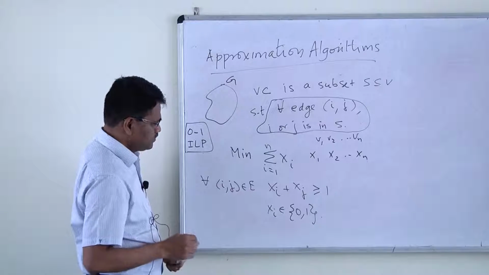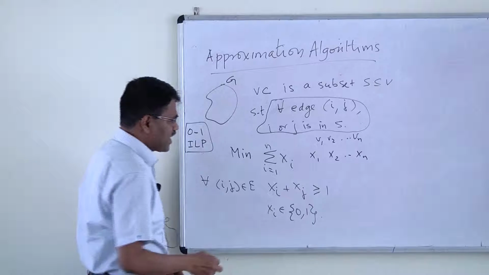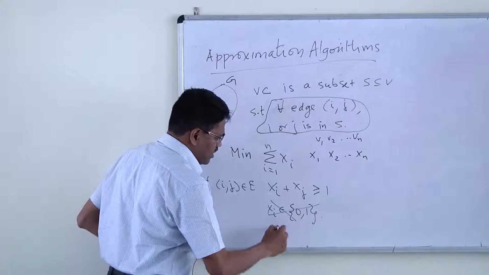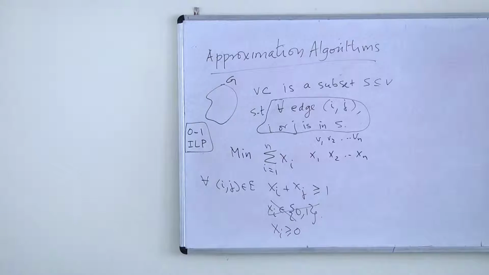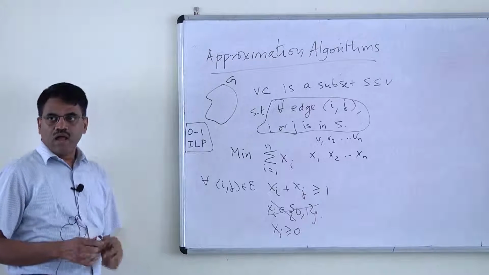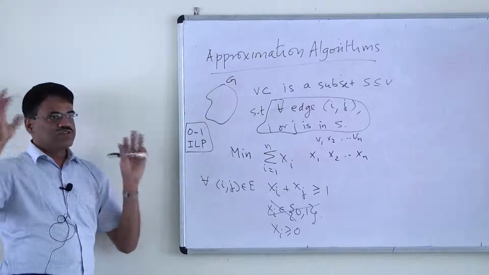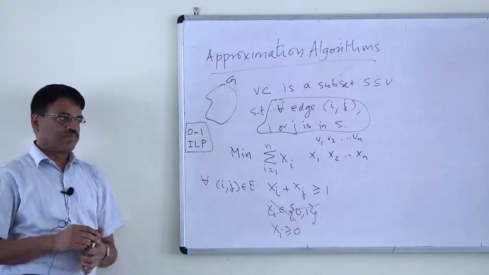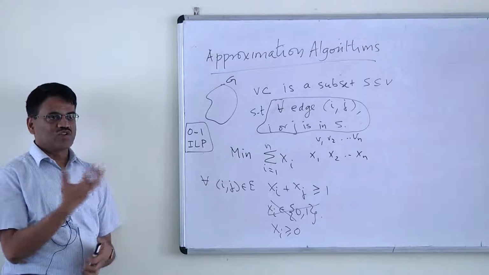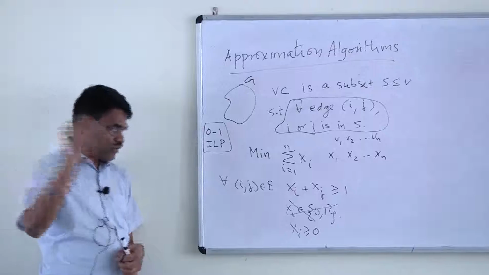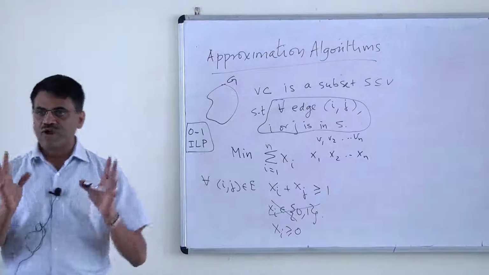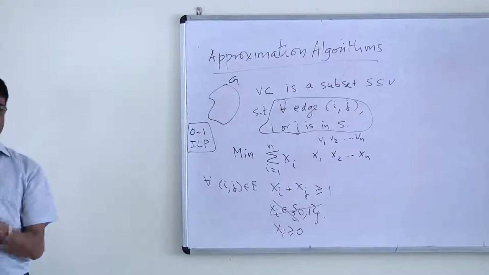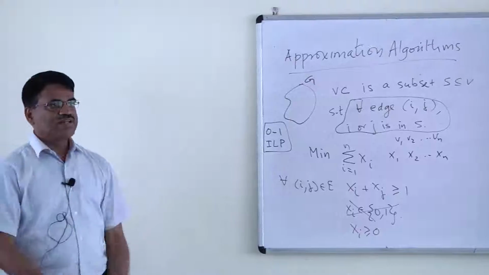So what do we do? Let me relax this condition and say xi is greater than or equal to 0. And now this is a linear program which can be solved in polynomial time. So solve the linear program. But unfortunately, now this does not exactly model vertex cover, because to model vertex cover I have to put this constraint. Once I relax it like this, it's no longer modeling vertex cover, but it is modeling something related to vertex cover. We'll figure out what it is, but at least I can solve it.